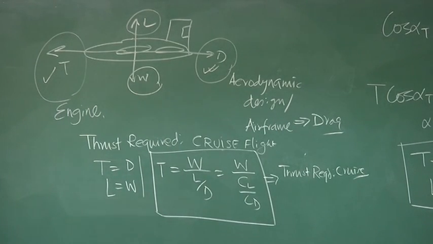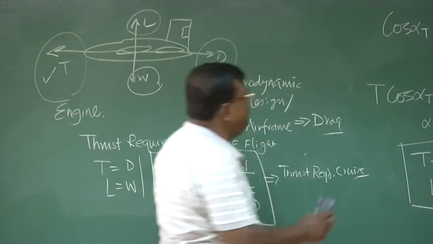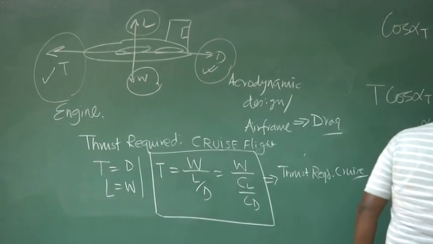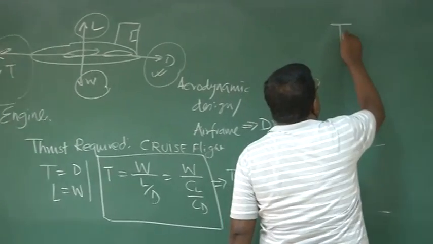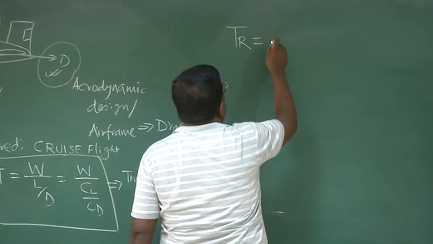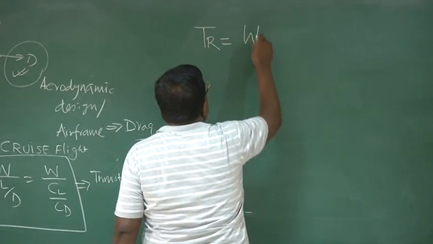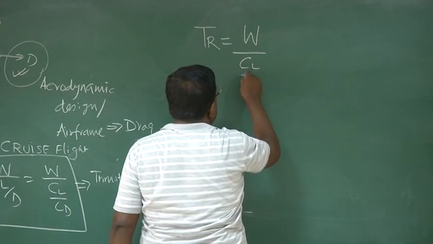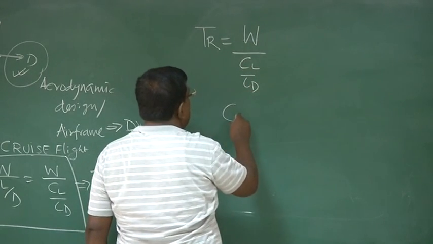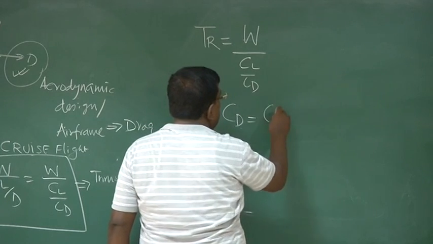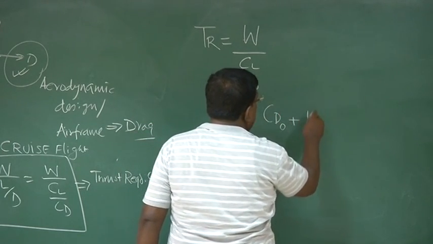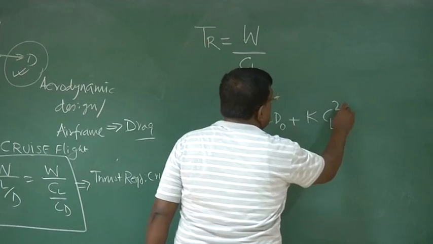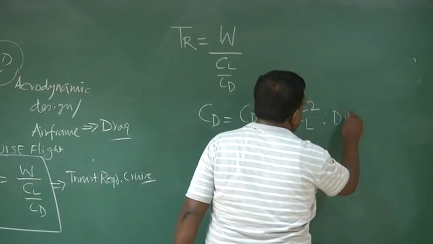But how to calculate this? The question is this. How do I calculate? Let us go one step more to understand how to calculate. Say TR we now represent thrust required, that is for a given W, this is given by W by CL by CD, and by now you know CD I can write as CD naught plus K CL square, which is the drag polar of the airplane.